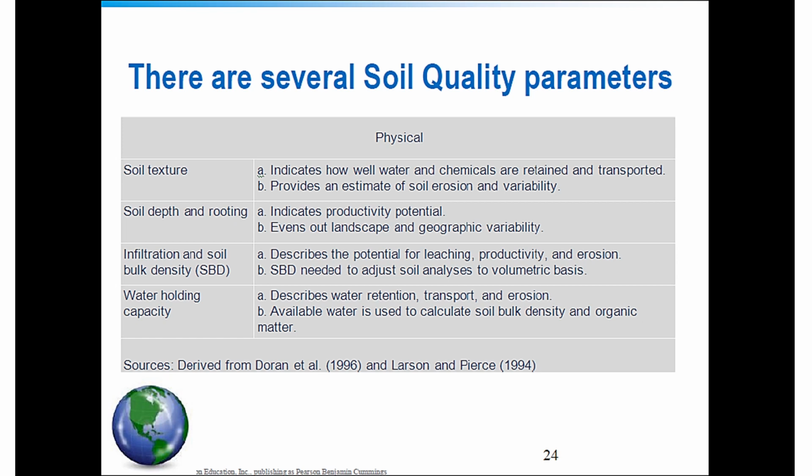All right, there are several soil quality parameters that are checked by our local government unit or the government in general. We have DNR and different other government agencies that check soil quality. For the physical, we have the soil texture, soil depth, and rooting. We also have infiltration, soil bulk density, and water holding capacity. These are the physical soil quality parameters. Each has a purpose for why the parameter is being checked.